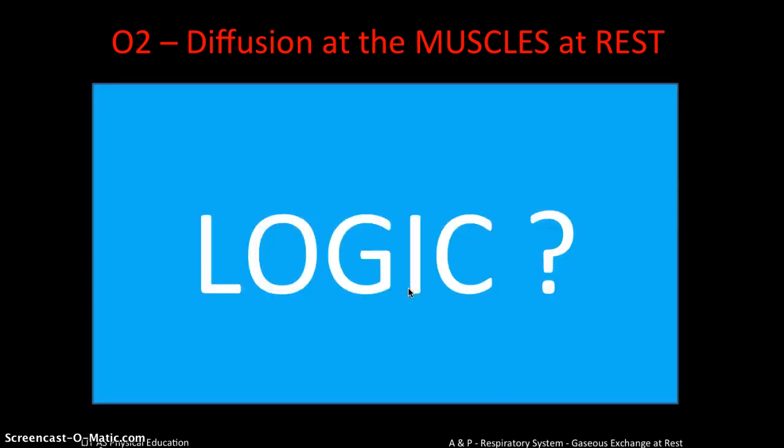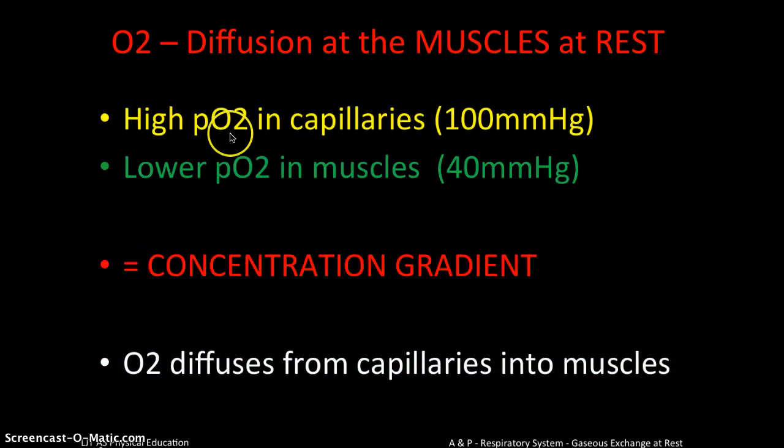The best way again to think of this is what just makes sense, what's logical. We've got oxygen in our blood and we need it at our muscles. Even at rest, we need a little bit of respiration going on. So we need some oxygen to get into our muscles. So ideally, we want a little bit of oxygen to go into our muscles from the blood. And again, because we've got a higher partial pressure of oxygen in our capillaries relative to the lower amount that we've got in our muscles, maybe 40, we do have a diffusion gradient, and therefore the oxygen will diffuse from the capillaries into the muscles.